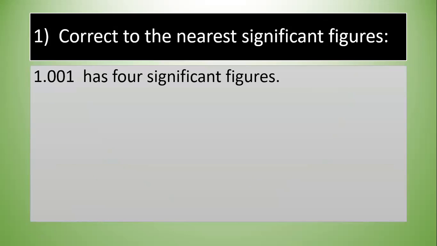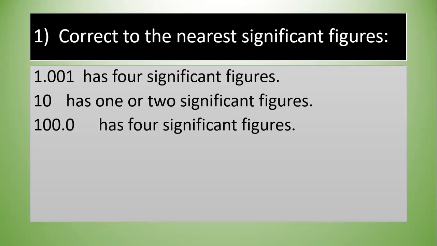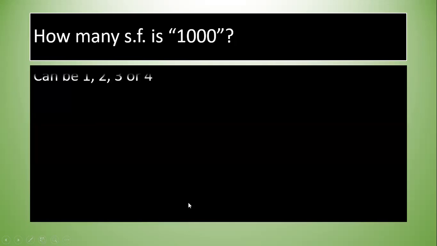Right? Let's know how to correct the number of significant figure. This is 4 significant figure. This is not sure. It can be 1, it can be 2. This one is for sure because you add the 0 in because it can measure up to that 4 significant figure. 1000, we don't know how many significant figure. It can be 1, it can be 2, it can be 3, it can be 4.